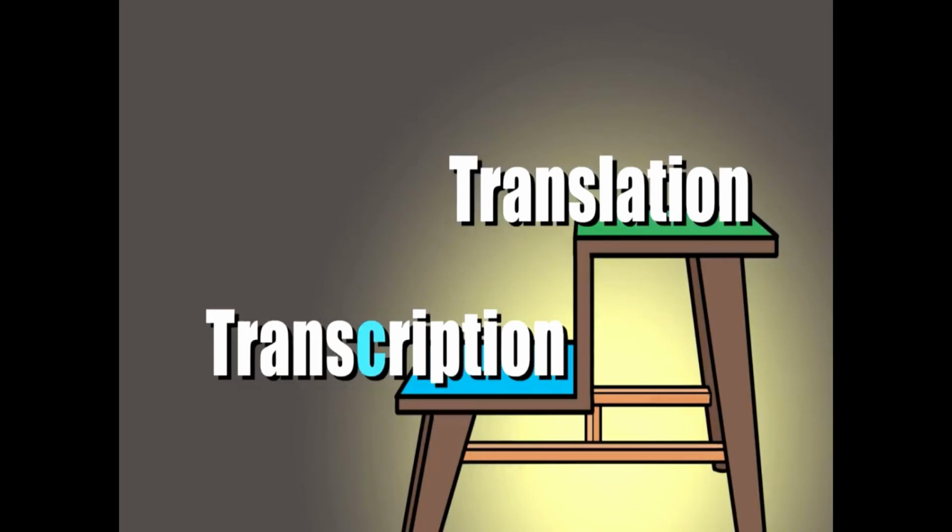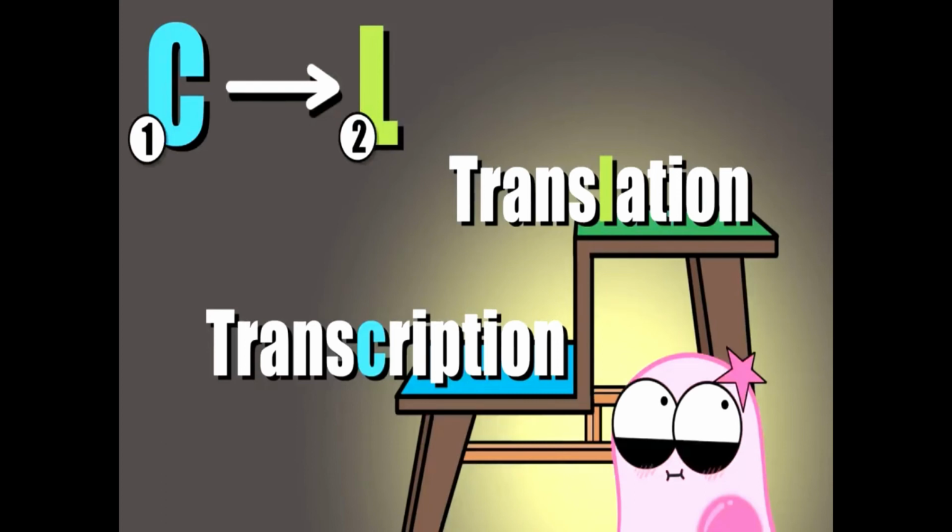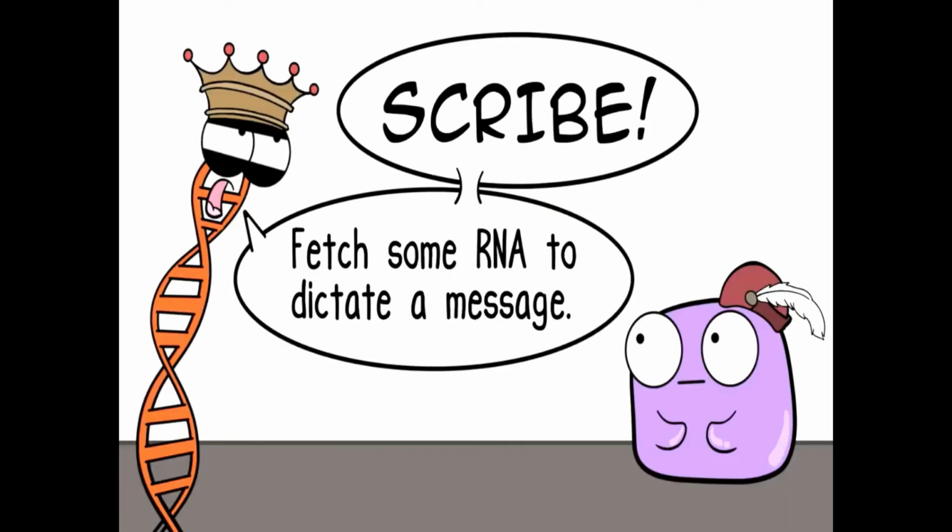Transcription has a C in it, and translation has an L in it. I remember that C comes before L in the alphabet, which helps me remember that transcription comes first. I like a lot of alphabet mnemonics. Now, transcription is when we're going to transcribe the DNA into a message.